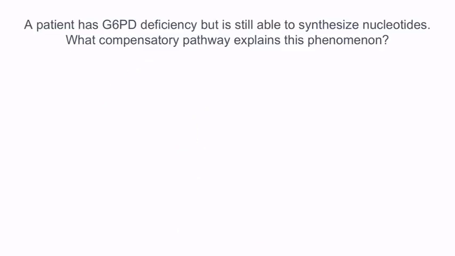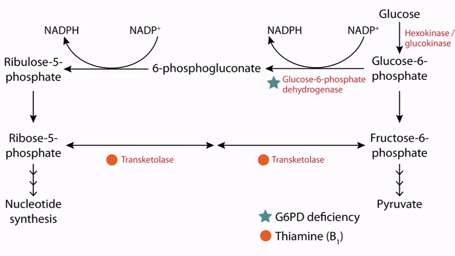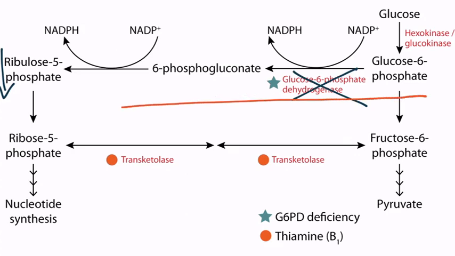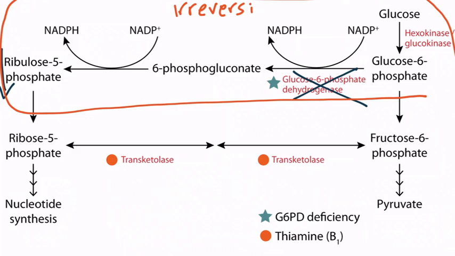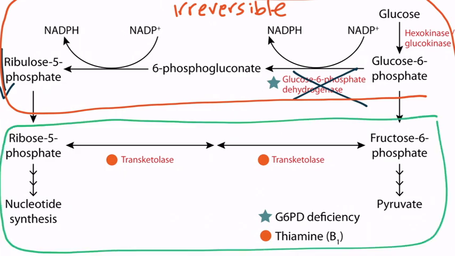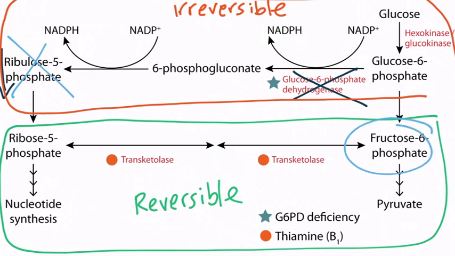Okay, let's do another question. A patient has glucose 6-phosphate dehydrogenase deficiency, but is still able to synthesize nucleotides. What compensatory pathway explains this phenomenon? Okay, let's pull up the HMP shunt pathway to answer this question. Notice that a deficiency of G6PD will result in decreased ribulose 5-phosphate. This is because this part of the pathway is irreversible. Notice the arrows which are only going in one direction. However, the lower part of the pathway shown right here is reversible. This means that even without ribulose 5-phosphate, cells will be able to convert fructose 6-phosphate into ribose 5-phosphate, which can then be used to synthesize nucleotides.